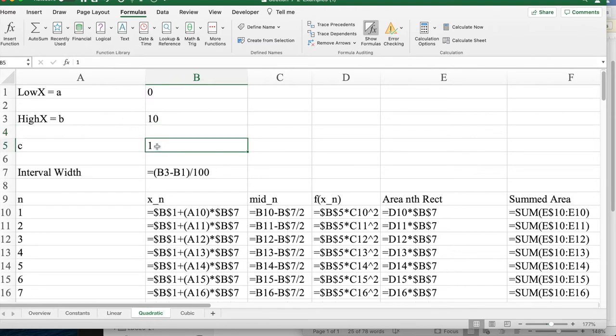C is 1, and so I'm looking at x cubed. My interval width is going to be the end minus the beginning divided by 100. This is very similar to what we've done before. Xn is the starting point plus n times the interval width. The midpoint is coming back half an interval. F of x is c times the midpoint squared. The area is the height, f of x, times the width, and the summed area adds up the areas of the rectangles for the first n rectangles.